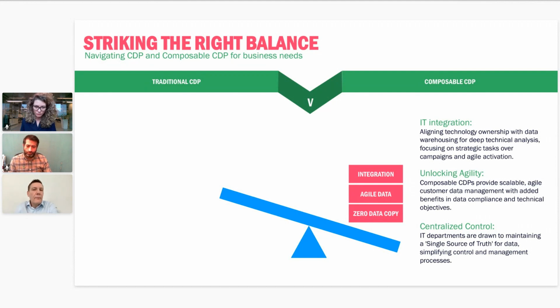However, I think it's essential to acknowledge the attraction of consolidating all data within a single source of truth. This centralized approach may seem appealing to technical departments, offering greater control and manageability of their customer data. Yet it's crucial to strike that balance between centralization and agility, and the aim should always be to try and achieve both.